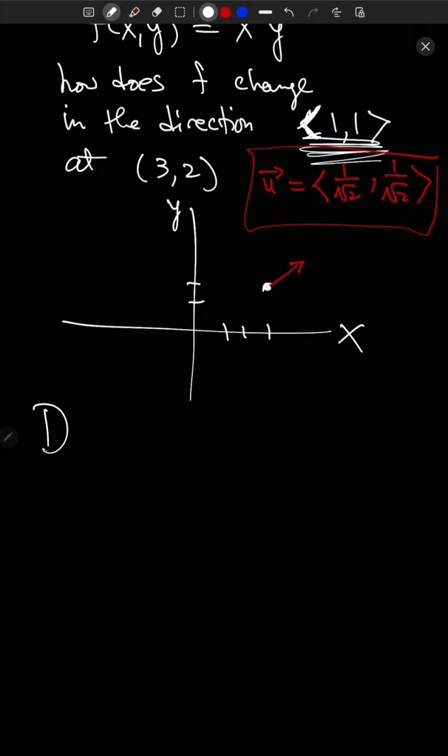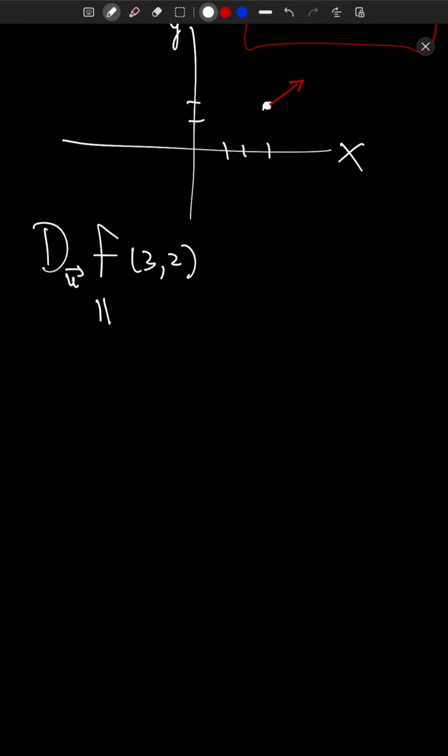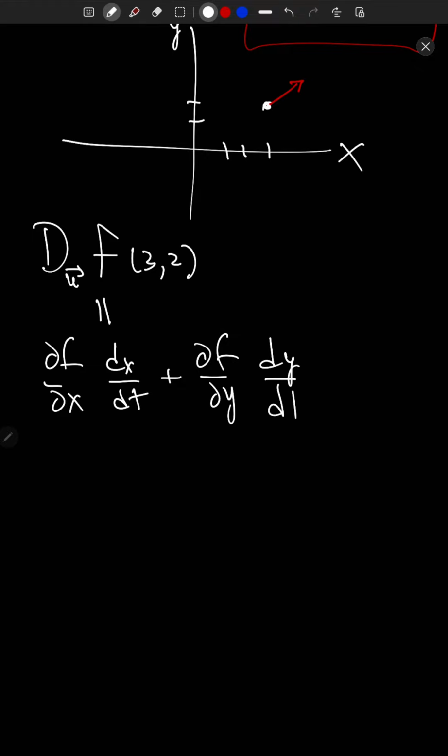Okay, so the directional derivative in the direction u of f at 3 comma 2 is going to be, well, let's do a parametrization. Or not. We think we might have to because everything I talked about in terms of derivative has something to do with parameterization. But let's write out the formula, even before we do a parameterization. df dx, dx dt, plus df dy, dy dt.